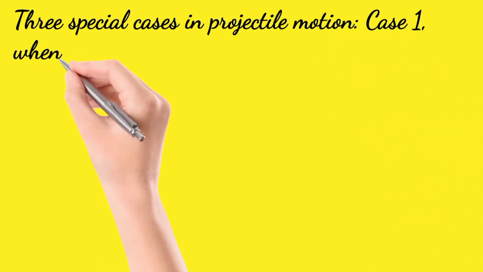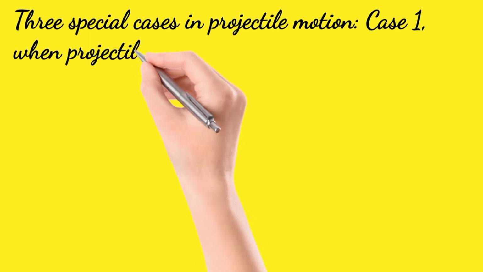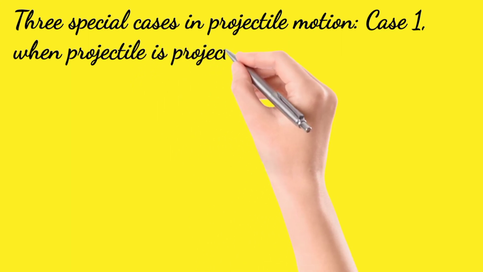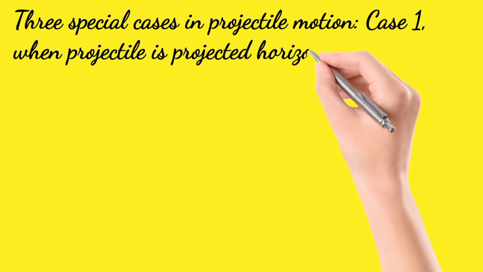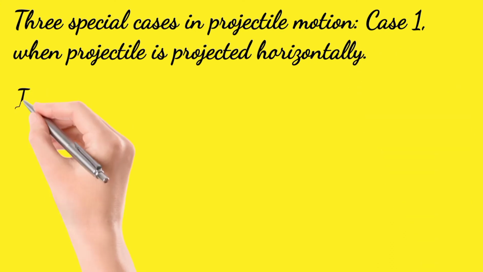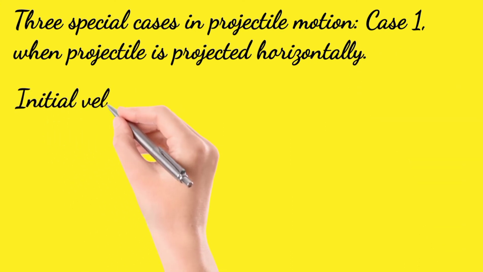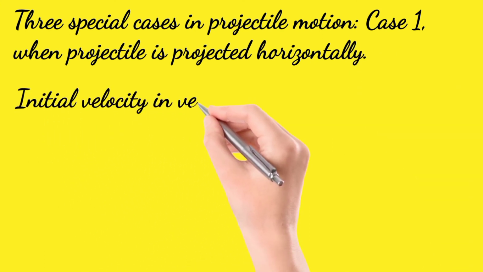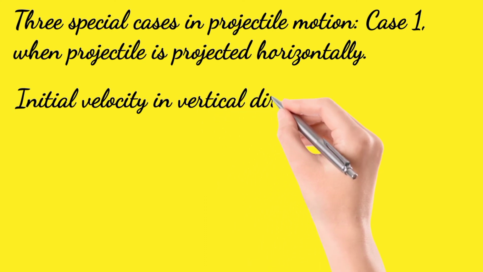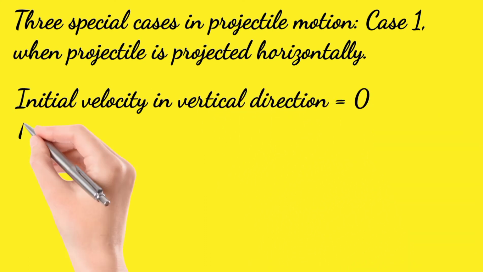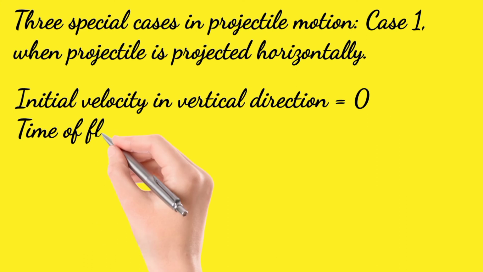3 special cases in projectile motion. Case 1. When projectile is projected horizontally. So there are 3 cases you need to know in projectile motion. When the projectile is projected horizontally, the initial velocity in the vertical direction is what? Is 0.